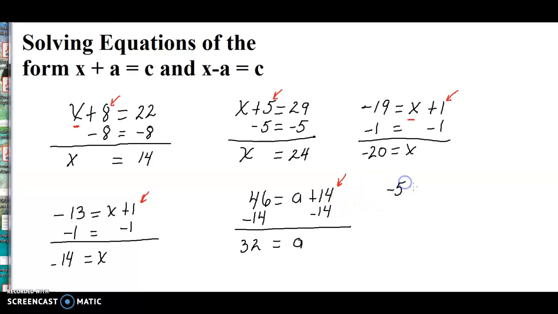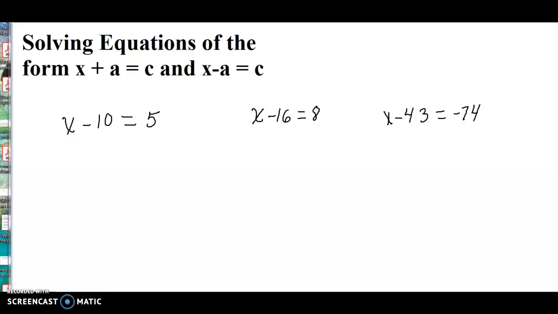And our last problem, negative 5 is equal to x plus 7. I need to get rid of the 7 here. So in order to get rid of that 7, I'm going to subtract it away. And I have x, and a negative 5 minus 7 is a negative 12. And so I've solved for x.